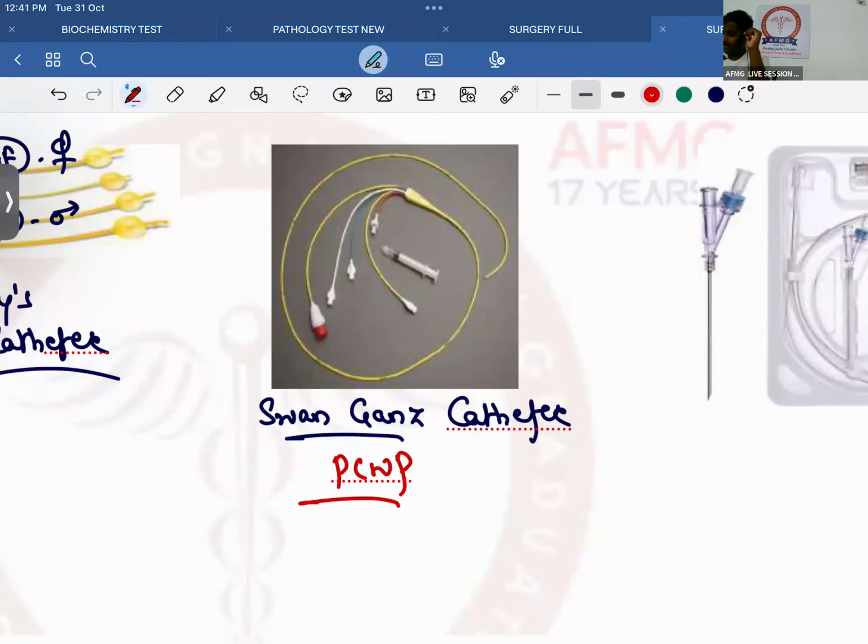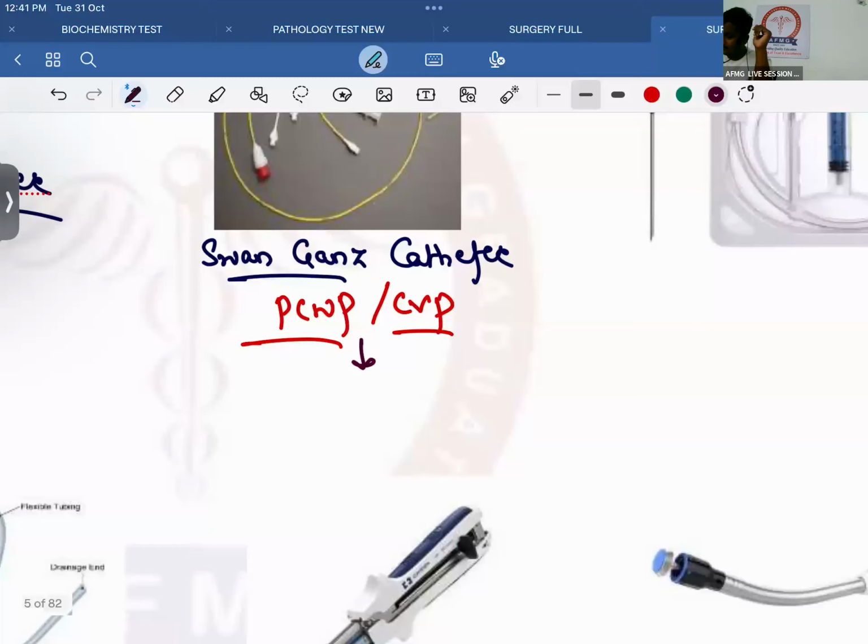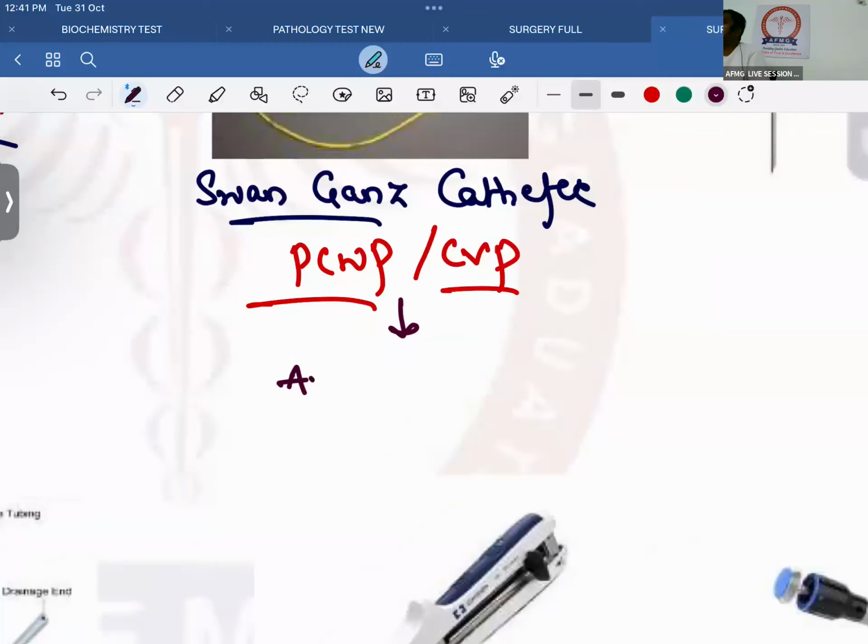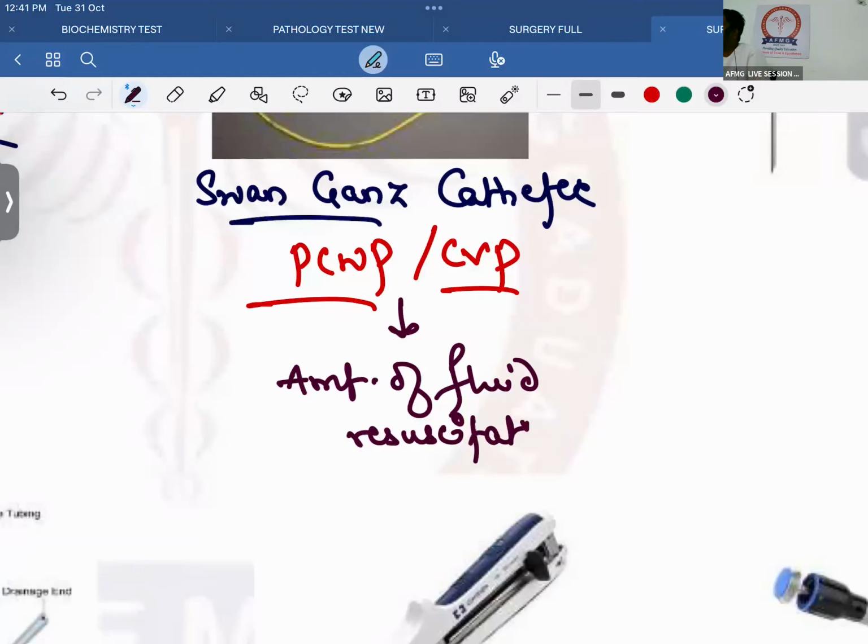ठीक है, याद रखना. Please tell me that PCWP and CVP is the best indicator for deciding the amount of fluid resuscitation. Very good. तो कितना फ्लूइड चढ़ाना है बेटा? ओके, जब a patient of hypovolemic shock comes to you और तुम्हें decide करना है how much fluid should be given to the patient, तो सबसे पहले क्या चेक करोगे? PCWP और CVP. Depending on that you will calculate the amount of fluid to be given to the patient.